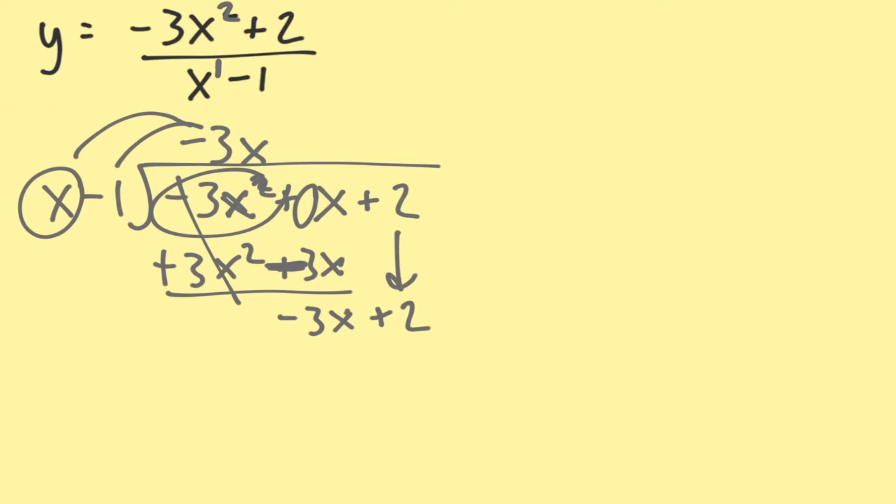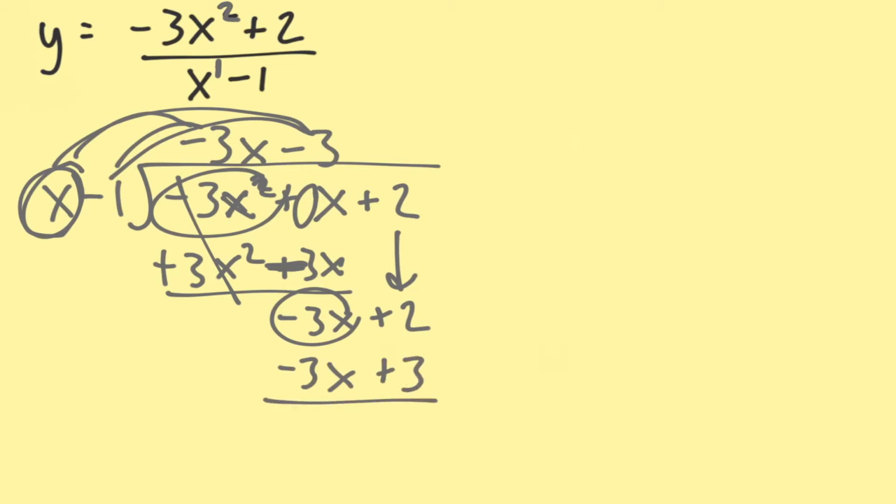So look at the first term with the first term. x times what is negative 3x? That's negative 3. Then distribute the negative 3. So negative 3 times x is negative 3x. Negative 3 times negative 1 is positive 3. Change your signs. Negative 3x plus 3x cancels. 2 plus negative 3, or 2 minus 3, is negative 1.